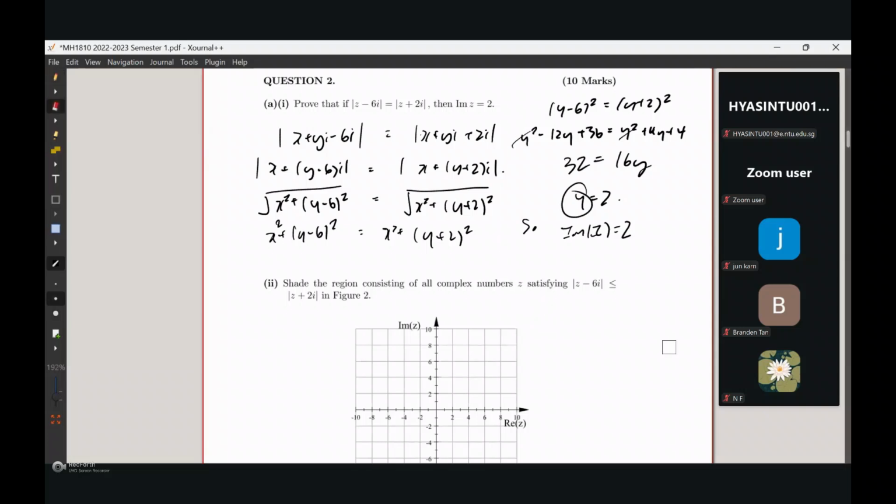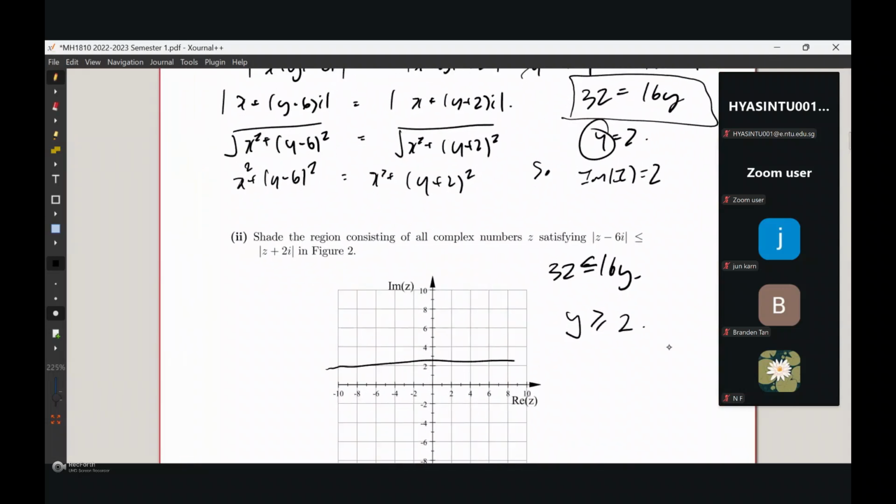So instead of the equal sign, we will have the less than or equal sign, right? So I'm going to replace all the equal signs by less than or equal signs. So I will write up to here. Okay, so you have 32 is less than or equal to 16y. And here I have y is more than or equal to 2. Okay, which means the region is everything above the line y equals 2. So everything above here is everything here.